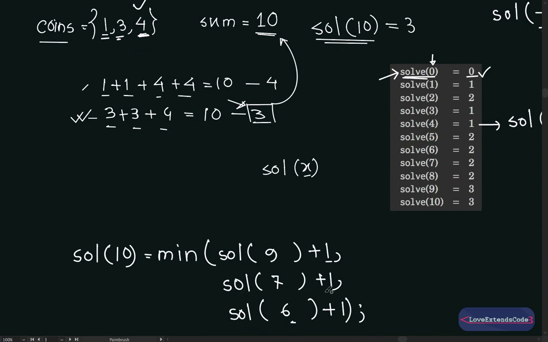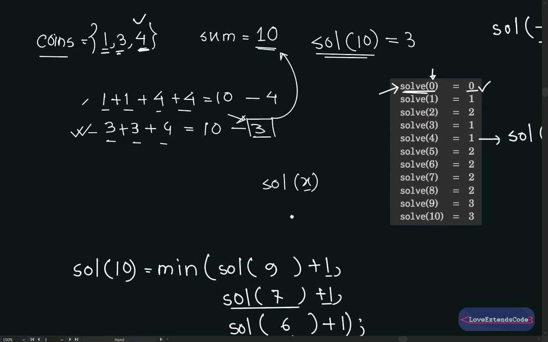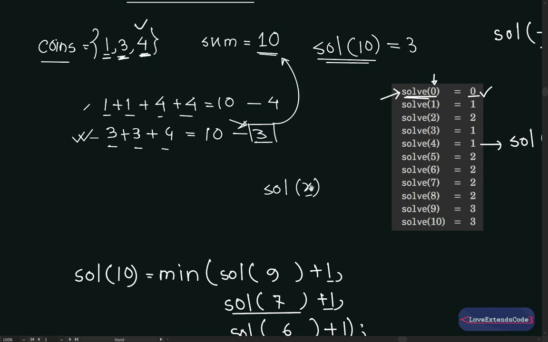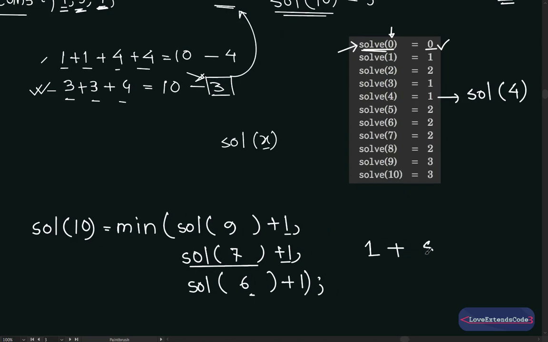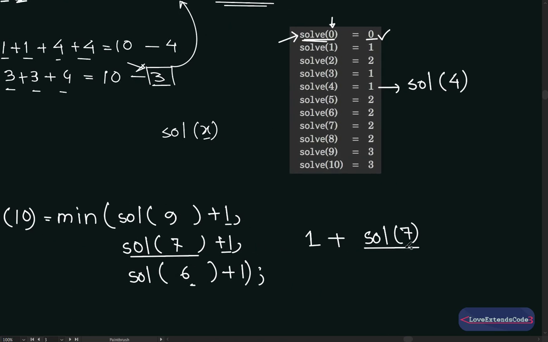For example, solve of 7 plus 1. Solve of 7 means the minimum number of coins needed to make the sum 7, and plus 1 means I have already taken coin 3, and as I've taken the coin 3, the total number of coins in my hand at the moment is already 1, plus the solve of 7. Now solve of 7 will return me the minimum number of coins required to get the sum 7. Solve of 7 is going to return me 2. So it will be 1 plus 2 equals 3.